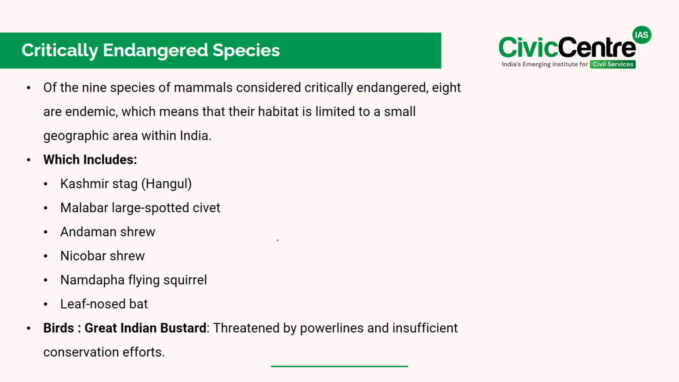Then, with respect to the critically endangered species, of the 9 species of mammals considered critically endangered, 8 are endemic, which means that their habitat is limited to a small geographical area within India, which includes the Kashmir stag, the Malabar large spotted civet, Andaman shrew, Nicobar shrew, Namdapha flying squirrel, and leaf-nosed bat. And furthermore, the Great Indian Bustard is threatened by the power lines and insufficient conservation.